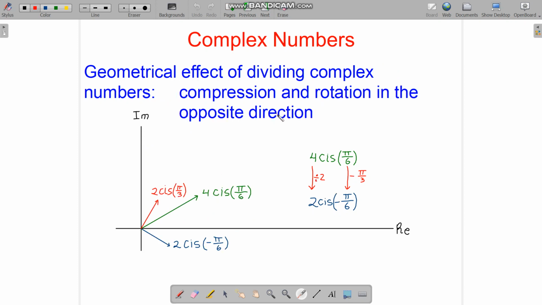When we are dividing, it's almost the same, but the factor is smaller than 1, so it's a compression, and the rotation is in the other direction. So 4 cis pi over 6 divided by 2 cis pi over 3, so 4 divided by 2, and minus pi over 3 because we divide, so we subtract the arguments, and this is what we get. So the length is halved and the argument is rotated pi over 3 in the clockwise direction here.